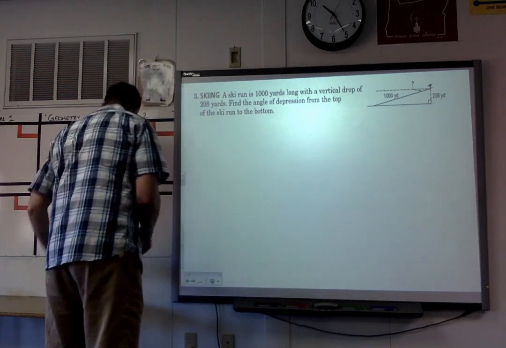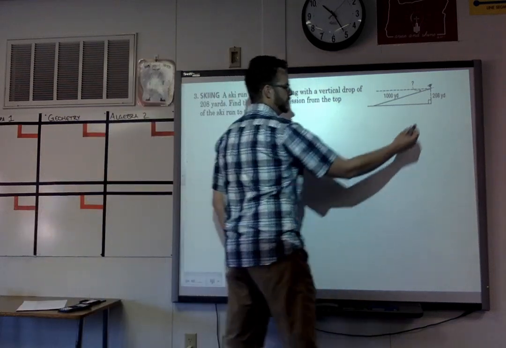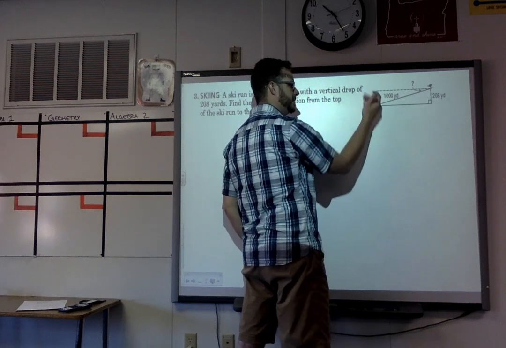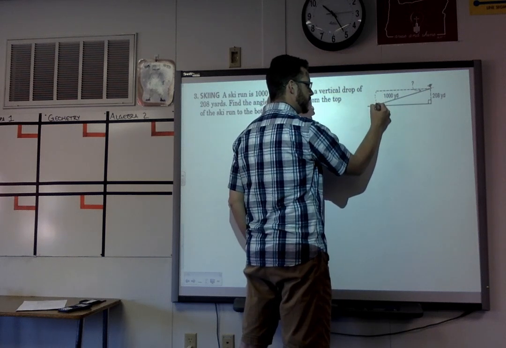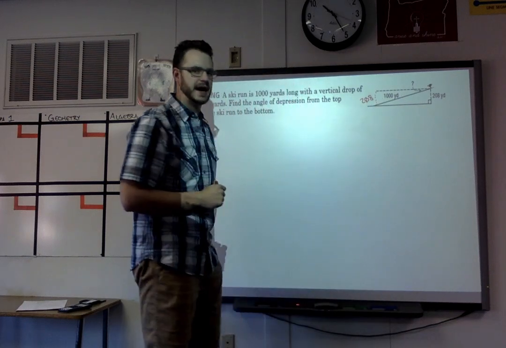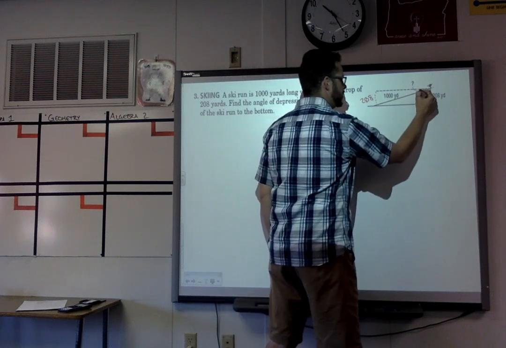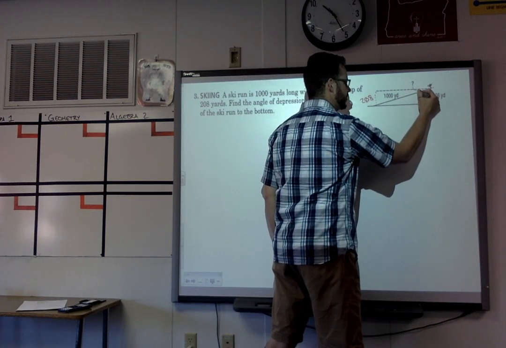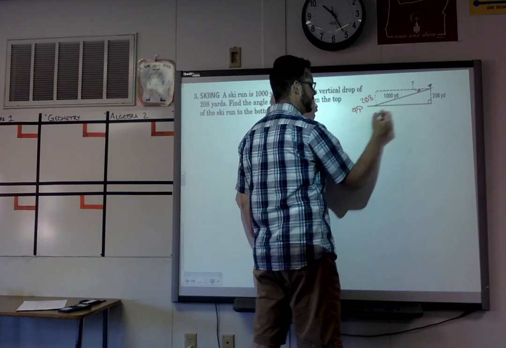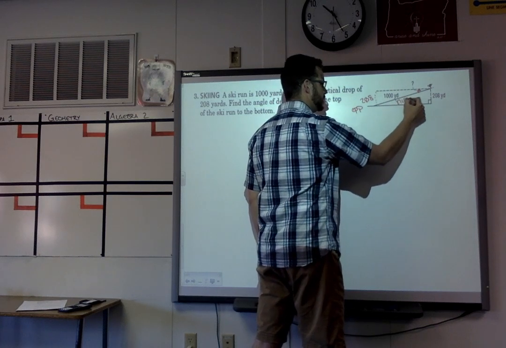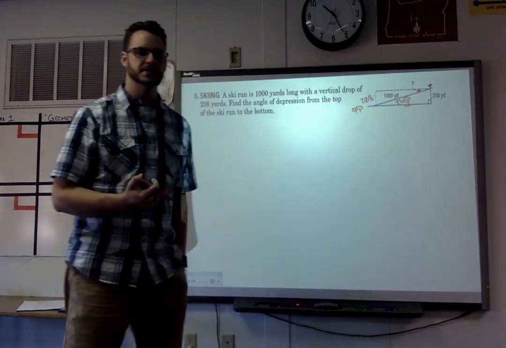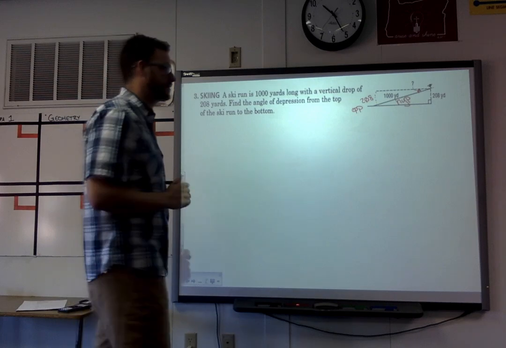The first way is, if we look at this, we know that the height is 208 yards, so I can draw that side in over here and say that that is 208, and I'm trying to solve for this angle right here. So I'm going to be using the opposite side and the hypotenuse. Since I have the opposite and the hypotenuse, we're using our sine.